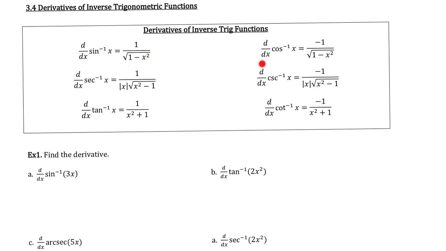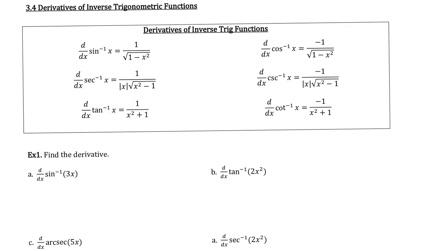x squared. If you do the derivative of inverse cosine, it is the exact same with a negative. The derivative of inverse secant x is 1 over the absolute value of x times the square root of x squared minus 1. The derivative of inverse cosecant is the same as inverse secant with a negative. The derivative of inverse tangent x is 1 over x squared plus 1, and the derivative of inverse cotangent is the same with a negative sign.